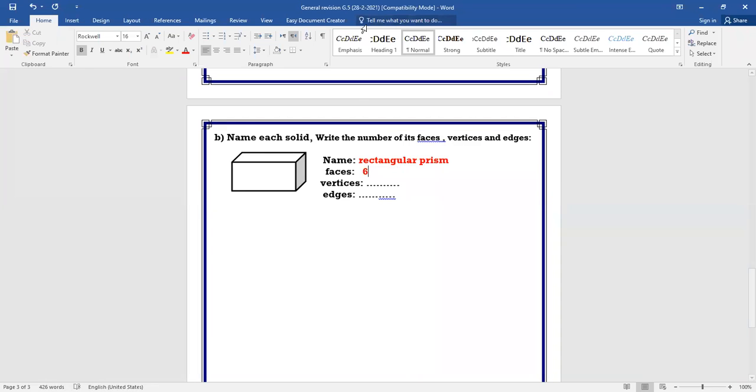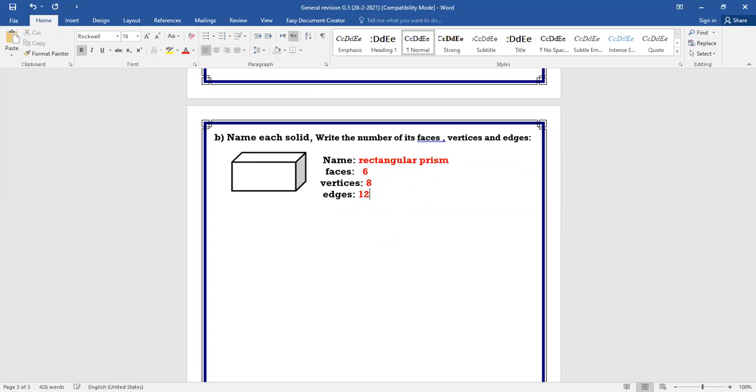Number of vertices? 8, because to find the number of vertices we multiply the number of base sides 4 by 2. 4 multiplied by 2 equals 8. Edges? 12, because we multiply the number of base sides by 3.